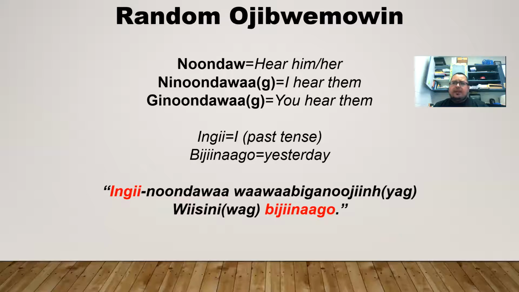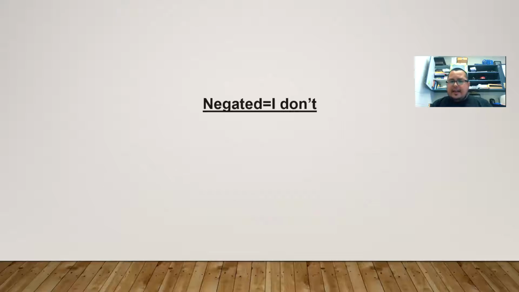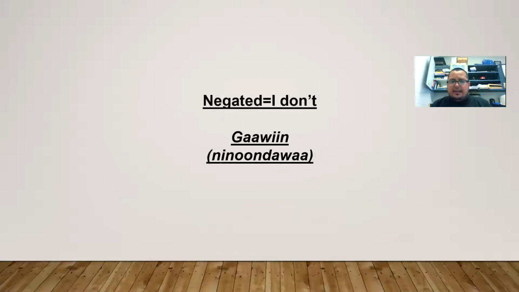And in this episode, we're going to talk about I didn't hear. I didn't hear whatever the rest of the sentence goes. I forgot to put that here as our opening example, but you're going to see that I didn't hear them process go here in the next following slide. So here we go. Negated, I don't. You're going to see gawin, ninundawa, sig. And I believe there it is right there, ninundawa, sig.